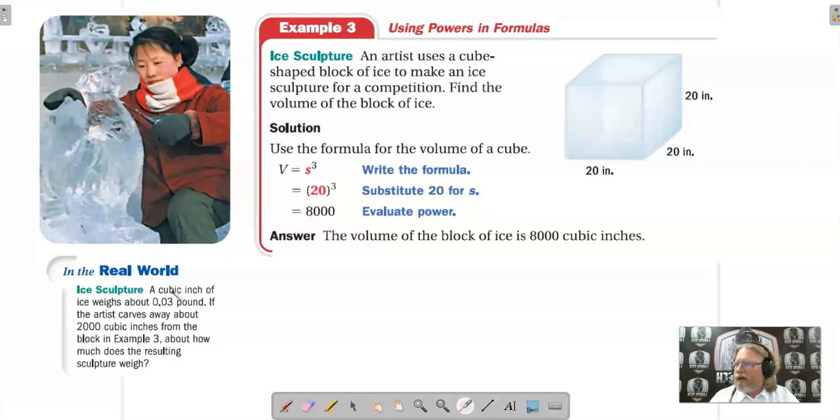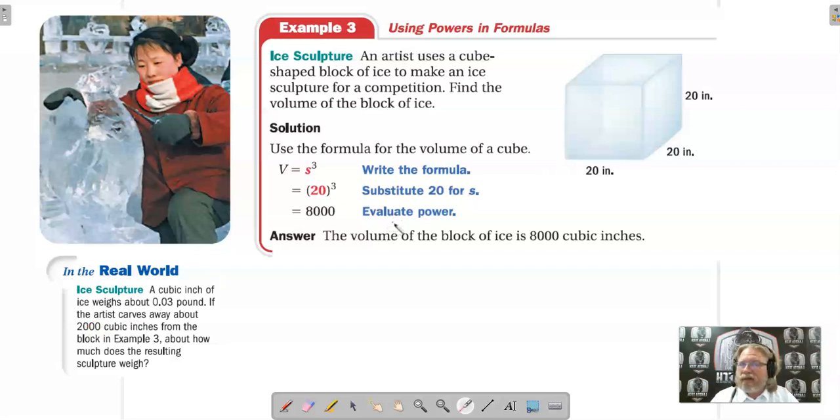So in the real world, ice sculpture, a cubic inch of ice weighs about 3/100ths of a pound. That would be 0.03. If the artist carves away about 2,000 cubic inches from the block in example 3, about how much does the resulting sculpture weigh? So we have to first start off with what we have at the beginning, the 8,000, and she's going to carve away about 2,000 of that 8,000 right there.